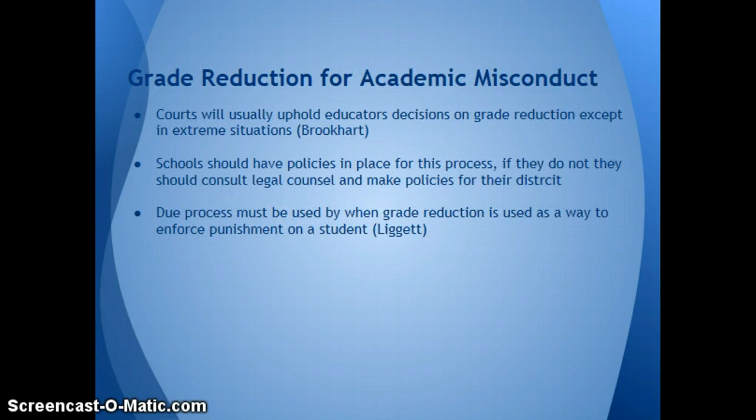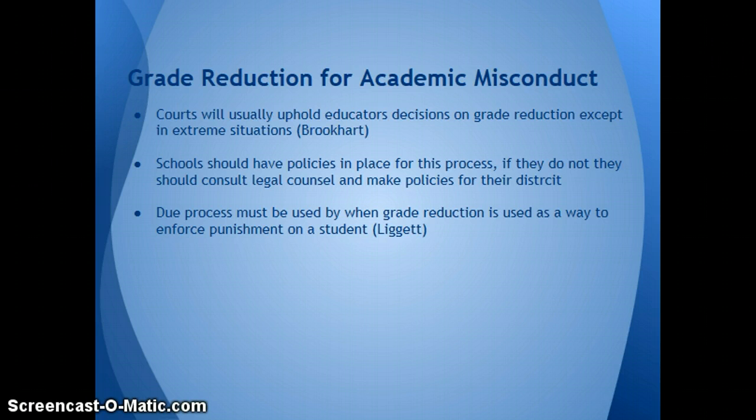Grade reduction for academic misconduct. Courts will usually uphold educator decisions on grade reduction except in extreme situations. So long as the policies are followed within each district, as goes along with the state policy, according to Brookhart, then the courts will support what the educators decide.